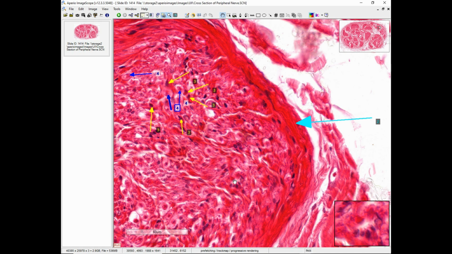Alright, so what we're seeing is this kind of light blue arrows pointing at the perineurium. 3, these lighter yellow arrows are pointing at the nuclei of the Schwann cells. And 4 are pointing at these kind of indistinct, slightly paler blobs. And these are the individual axons at the tip of the darker blue arrows surrounded by their myelin sheath.